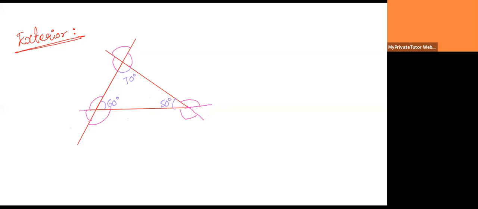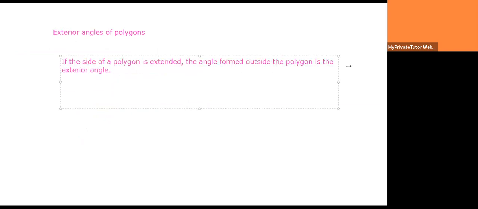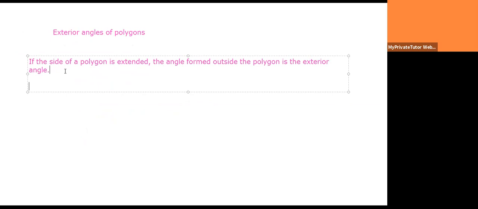Before that, please have a look at the definition, guys. Let me write it here, the definition, or maybe in a different slide. Just have a look at this definition. If a side of a polygon is extended, the angle formed outside the polygon is nothing but an exterior angle. So this is what you need to write if you get a question: what is an exterior angle?